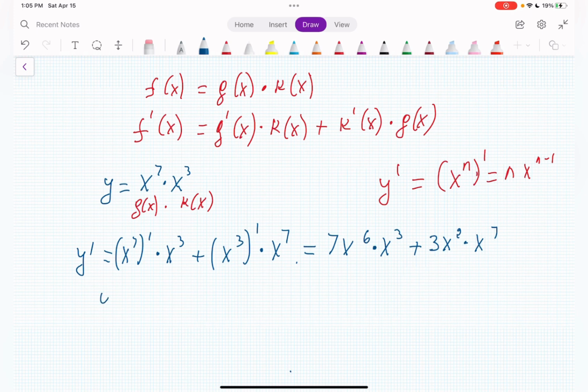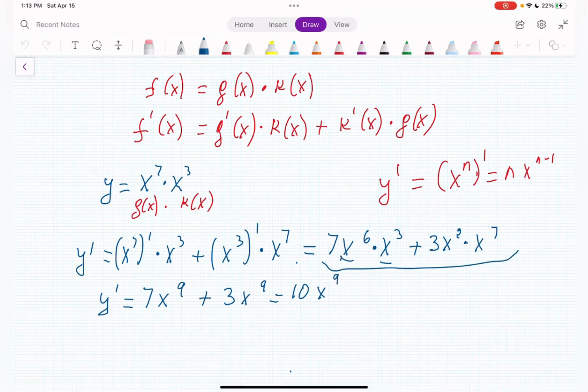And from here, our y prime, meaning the derivative, is equal to 7. Since the base is the same, we add exponents, so it's going to be x to 9, and then plus 3 times x to 9. Since in both cases we have x to 9, we can add them and we will get 10x to 9. Okay, let's place the answer.